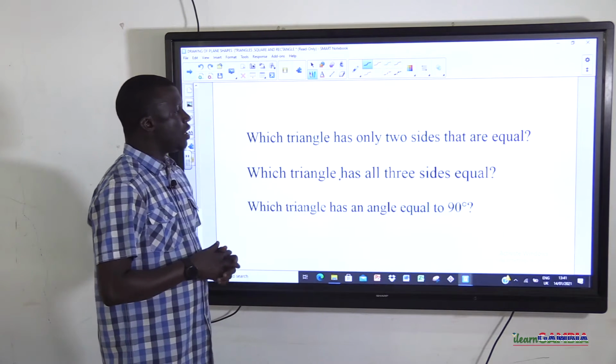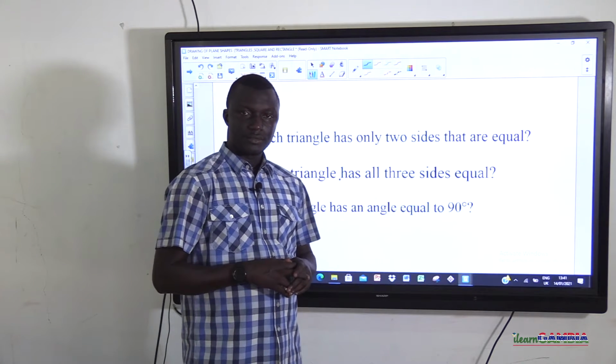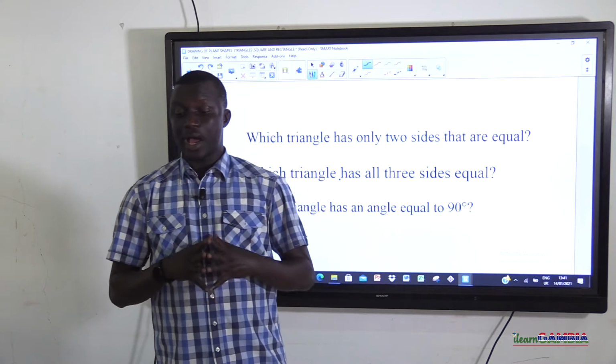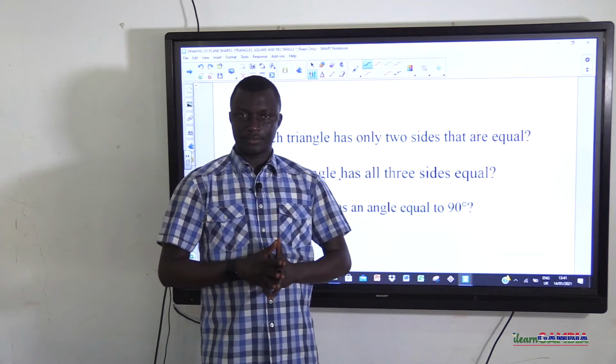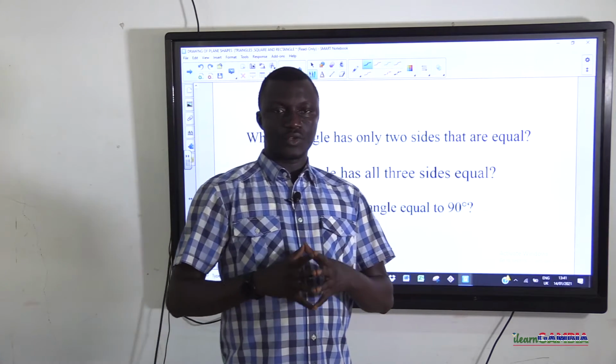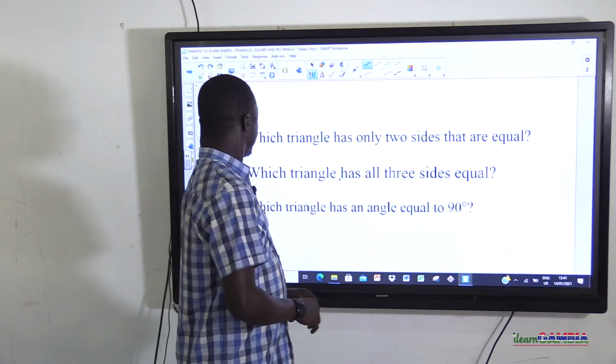Which triangle has only two sides that are equal? We've talked about triangles, and here comes a question. Which triangle has only two sides equal? We said before that isosceles triangles have two sides equal. Only two sides are equal.